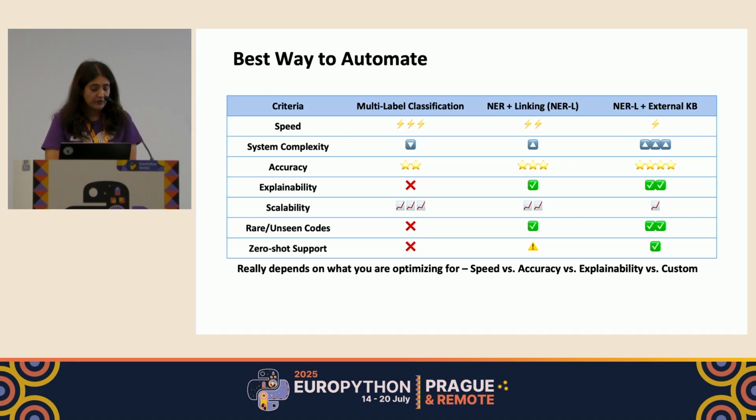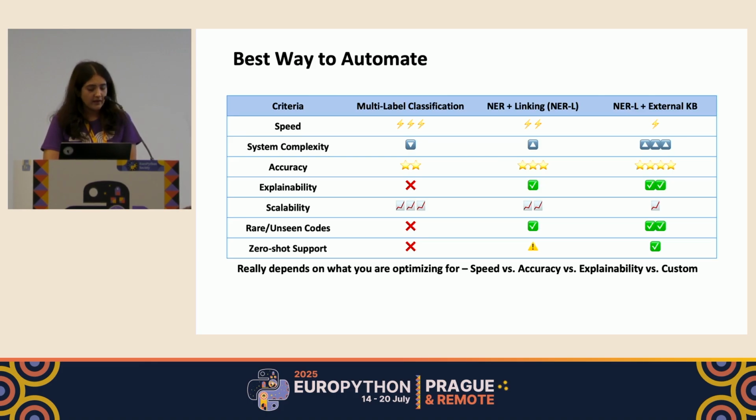Multi-label classification often does a poor job here because we know that we need to give data to the model for it to be able to predict the codes. But NERL and external KB can do that because nothing's getting trained here. So we are not giving any data. We are just relying on an external KB to predict codes. And we know that these ontologies and external KBs are often well equipped to handle all the codes because they are designed for that task. Also, they have zero-shot support, which is not possible with multi-label classification.